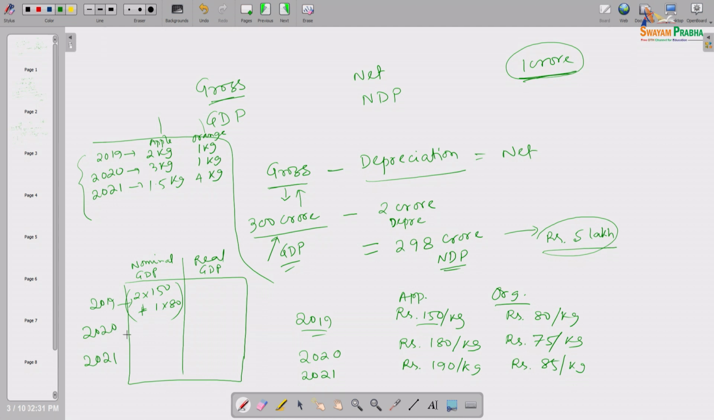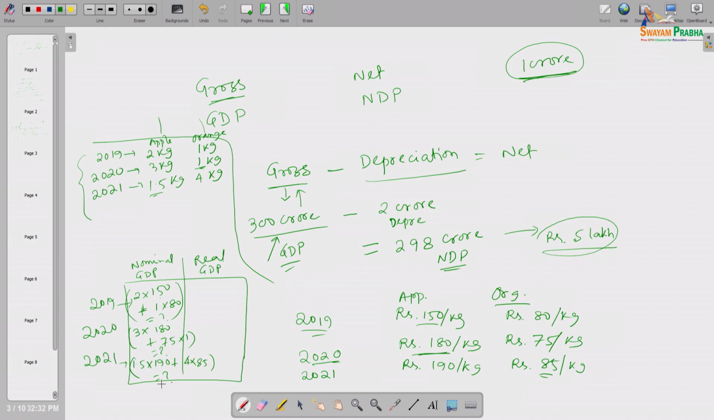2020, what will be the nominal GDP? 3 into 180, because 2020 market price of apple is 180 per kg, plus 75 into still 1 kg, so 1 into 75. Whatever total monetary value, that will be the nominal GDP. 2021, what will it be? 1.5 into 190, because that many kgs of apple is produced, plus 4 into 85. So, whatever some rupees we reach, these three figures are basically nominal GDP of that country.